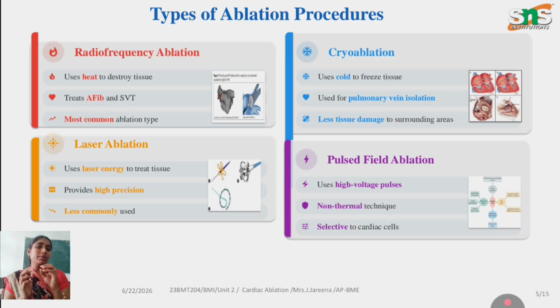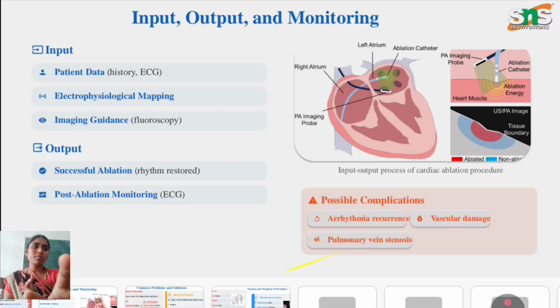But even then it provides high precision compared to all other three techniques. And finally we have the pulse field ablation. Here we are using high voltage pulses to treat the tissue. This is a non-thermal technique, which means it will not dissipate any sort of heat to treat the abnormal tissue. So these are the four different types of ablation procedures.